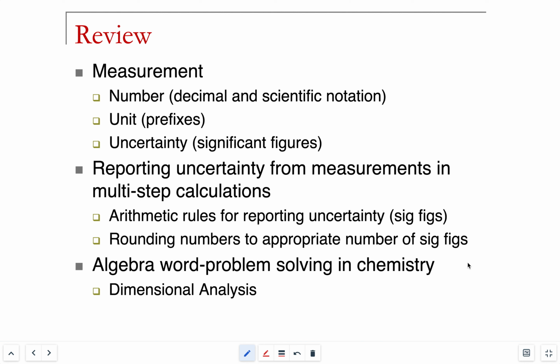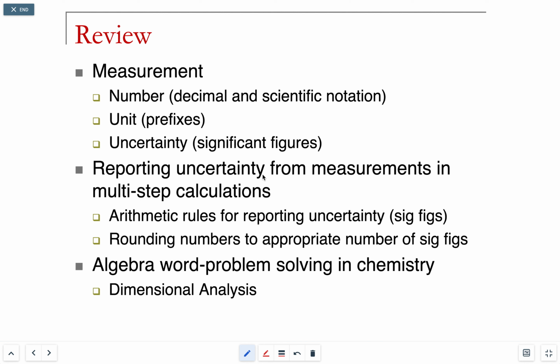So to review this unit, when we think about measurements, we need to think about a number, a unit, and the uncertainty in the measurement. The number can be written either in decimal notation or in scientific notation. The unit may or may not have prefixes which lend further information about the size of the quantity that we're dealing with in the measurement. And finally, how well do we know the information in the measurement is given by the number of significant figures, where the last digit is our digit of uncertainty.